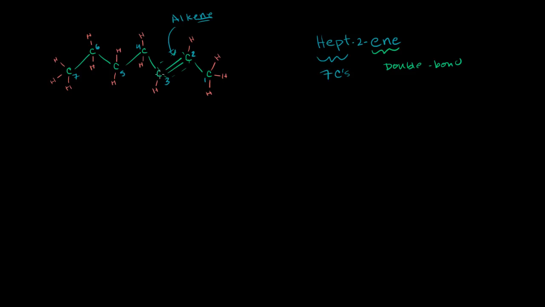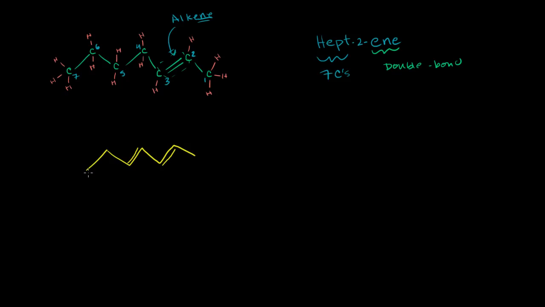Now, you might be asking, well, what if I had more than one double bond here? So let me draw a quick example of that. So let's say I have something like 1, 2, 3, 4, 5, 6, 7. So this is the same molecule again. 1, 2, 3, 4, 5, 6, 7. The way we drew it up here, it would look something like this. What if I had another double bond? What if we had another double bond sitting right here? How would we specify this?